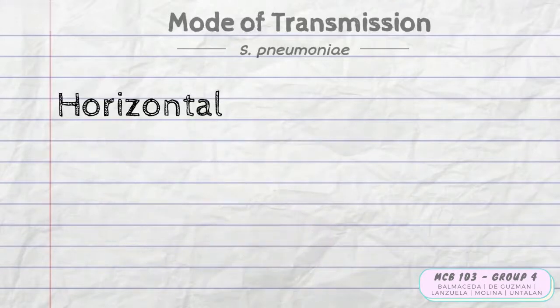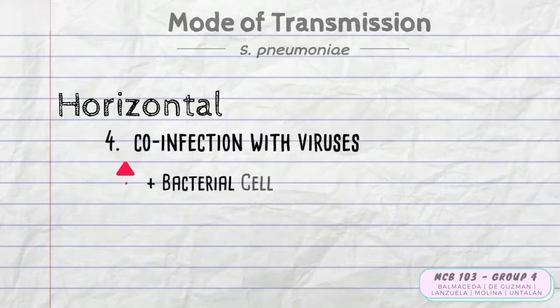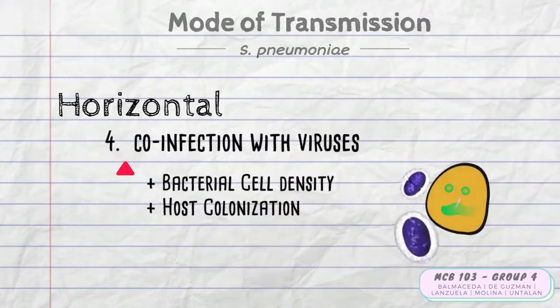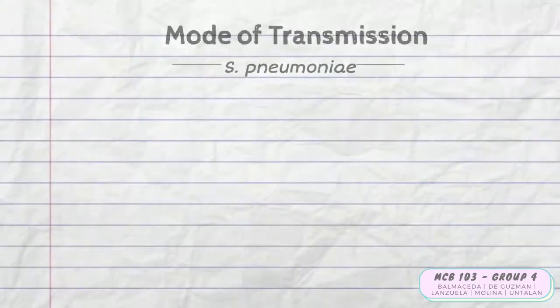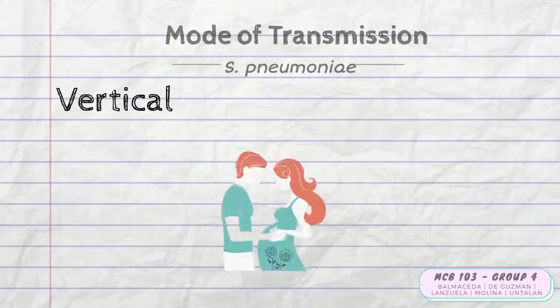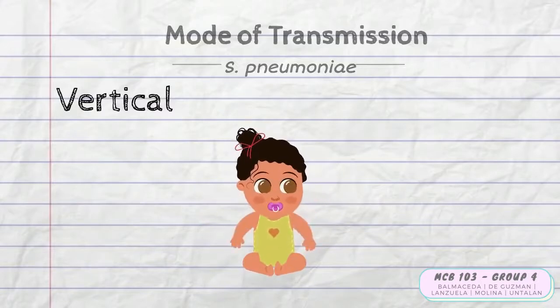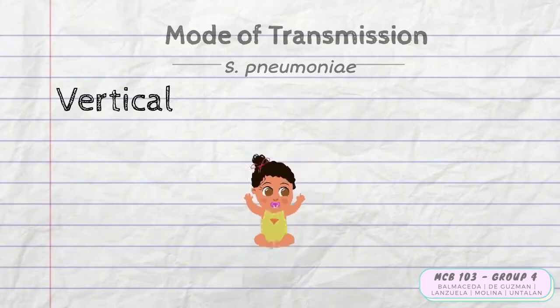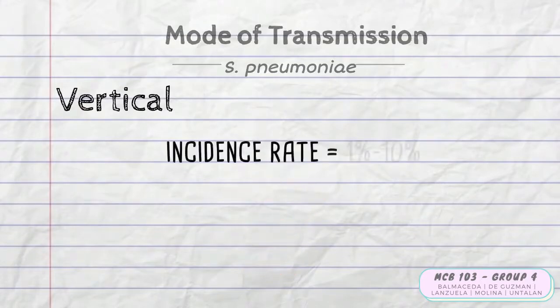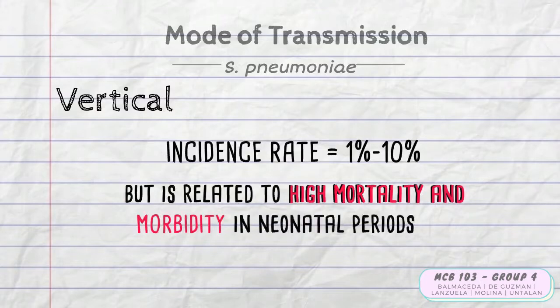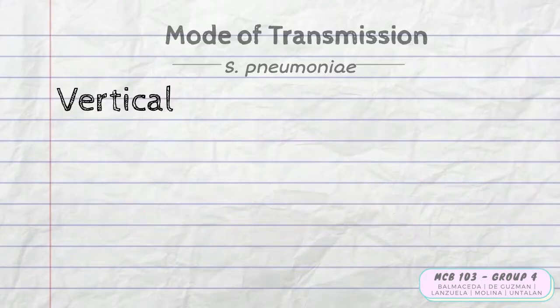And fourth, co-infection with viruses that increase bacterial cell density and host colonization of S. pneumoniae by attaching to cells that are initially infected with the virus, hence enhancing transmission. In some cases, vertical transmission, or the passage from mother to offspring during the period immediately before and after birth, is also observed in S. pneumoniae infection. However, it occurs at a low incidence rate of about 1% to 10%, but is related to high mortality and morbidity in neonatal periods.